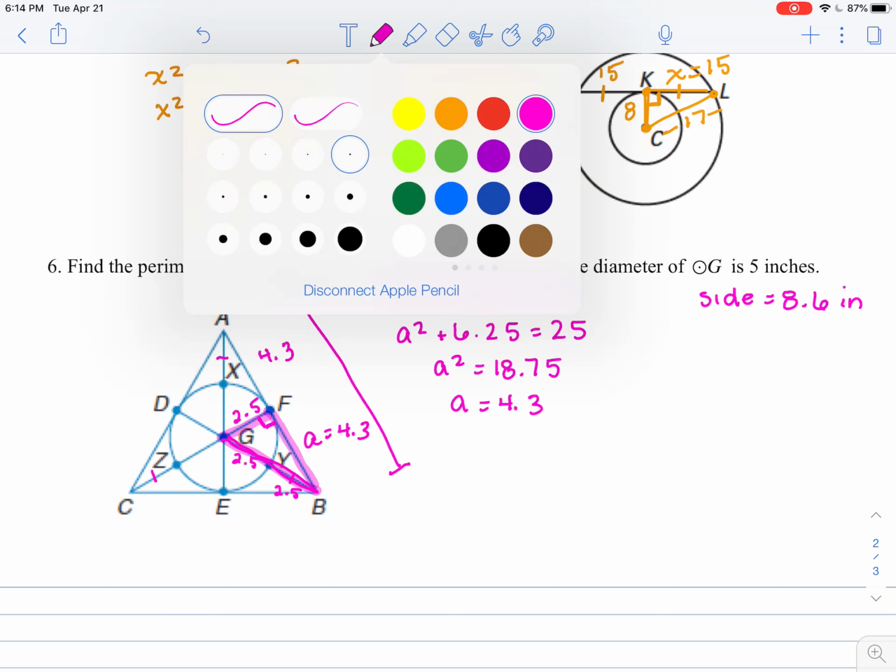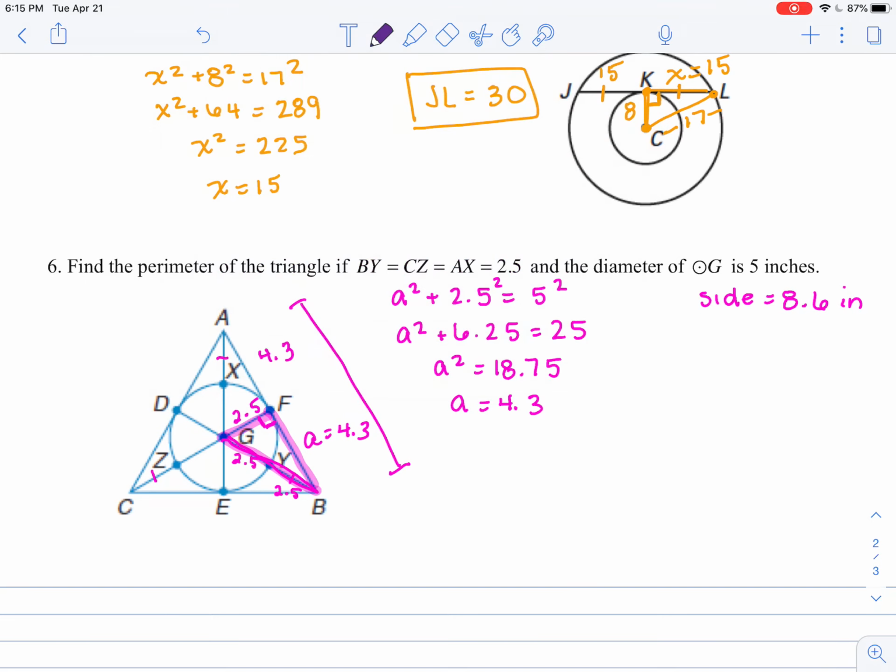I know that all three sides of this triangle have to be the same, and that's from the fact that two tangents from the same exterior point must be congruent. FB and BE have to be the same. They come from the same exterior point. CE and CD have to be equal. AF and AD have to be equal. But it turns out that all three of the sides have to be the same.